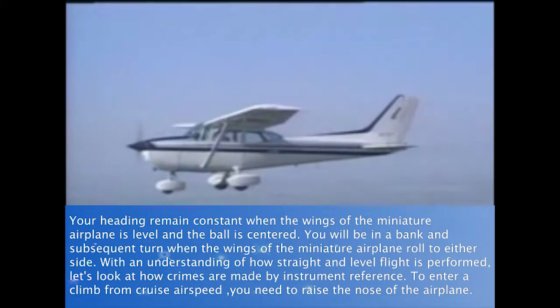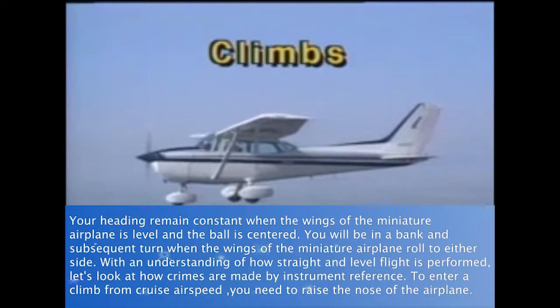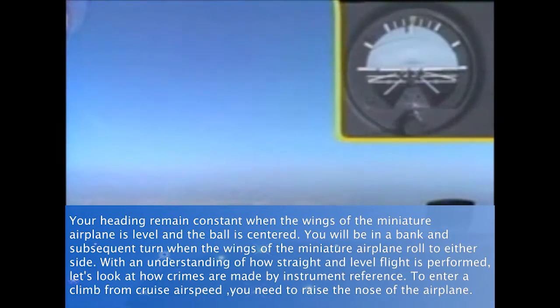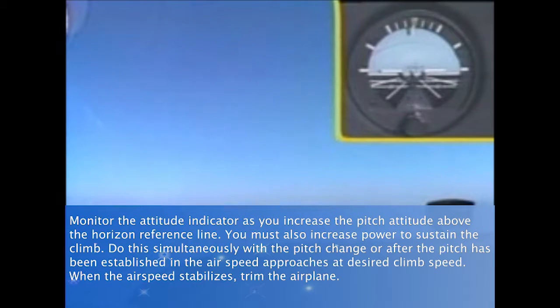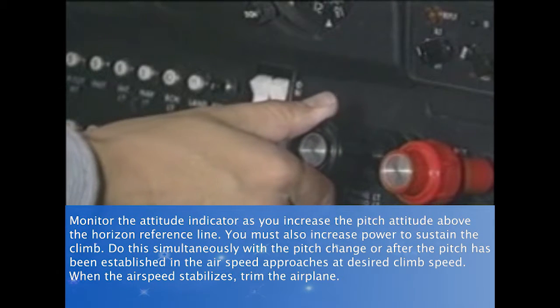With an understanding of how straight and level flight is performed, let's look at how climbs are made by instrument reference. To enter a climb from cruise airspeed, you need to raise the nose of the airplane. Monitor the attitude indicator as you increase the pitch attitude above the horizon reference line. You must also increase power to sustain the climb.